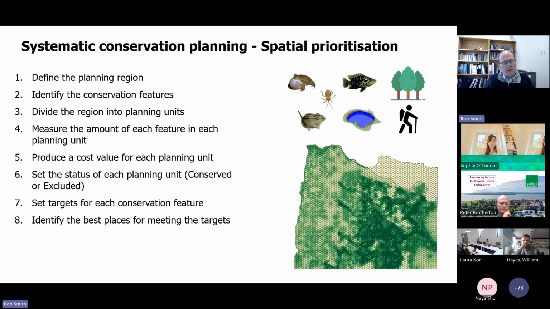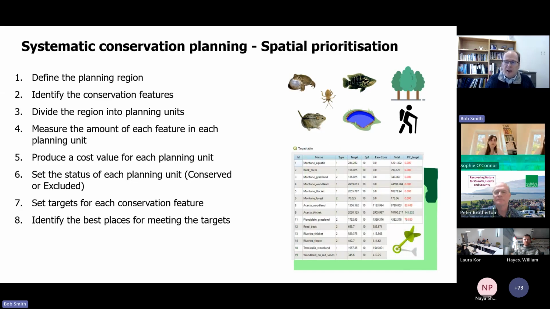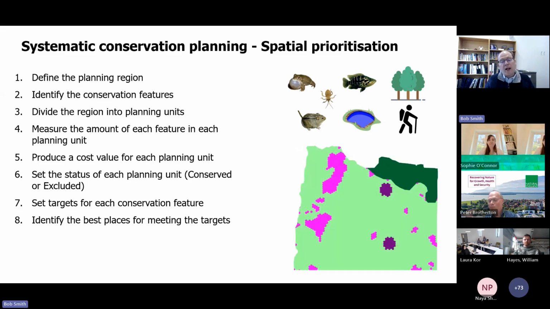So for each planning unit, say what the cost would be of conserving that, and that could be the direct cost of managing, or it could be the opportunity cost, the amount of money that would be lost to agriculture or house building or whatever are the competing land uses. You identify your existing sets of conservation areas and also areas that aren't suitable, set targets for each one of your features, and then use software to identify the best places for meeting the targets at the minimum cost while achieving connectivity.